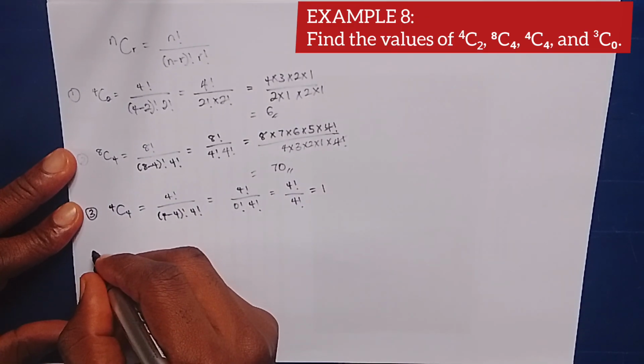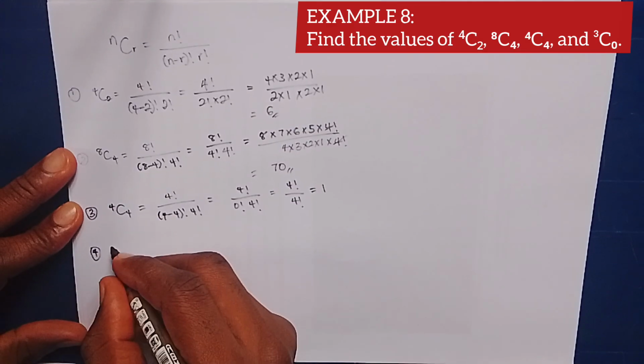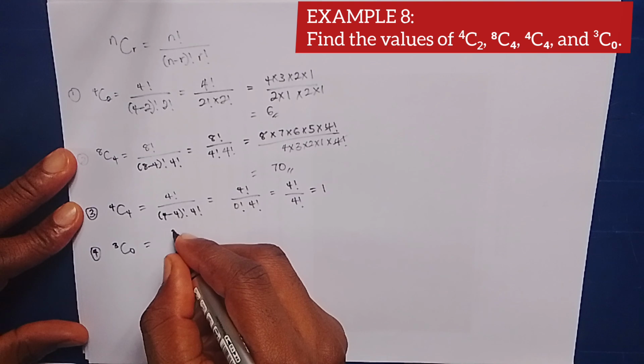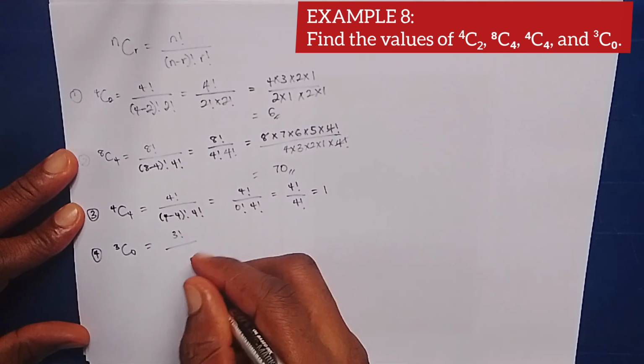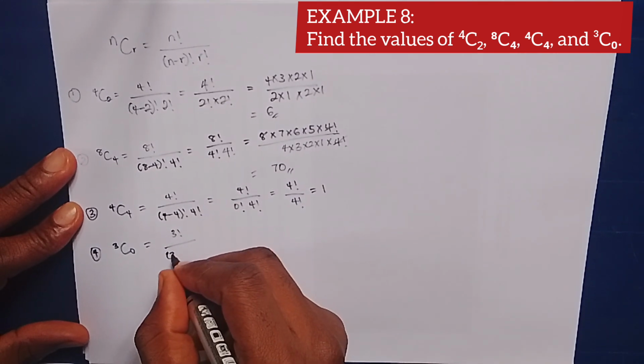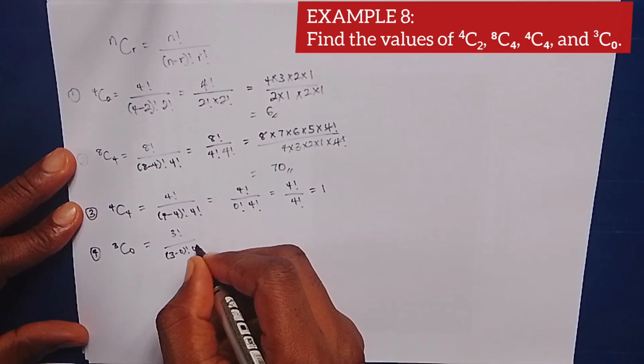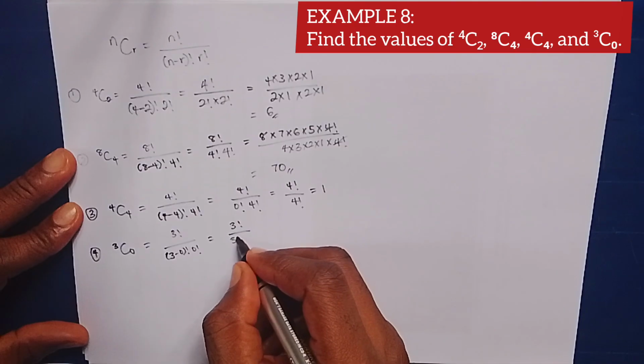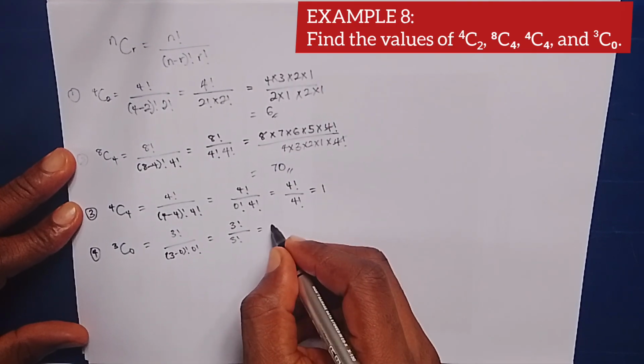Then finally, we have 3C0, 3 combination 0. This is 3 factorial over 3 minus 0 factorial, 0 factorial. This is equal to 3 factorial over 3 factorial. Remember, 0 factorial is equal to 1. So this is equal to 1.